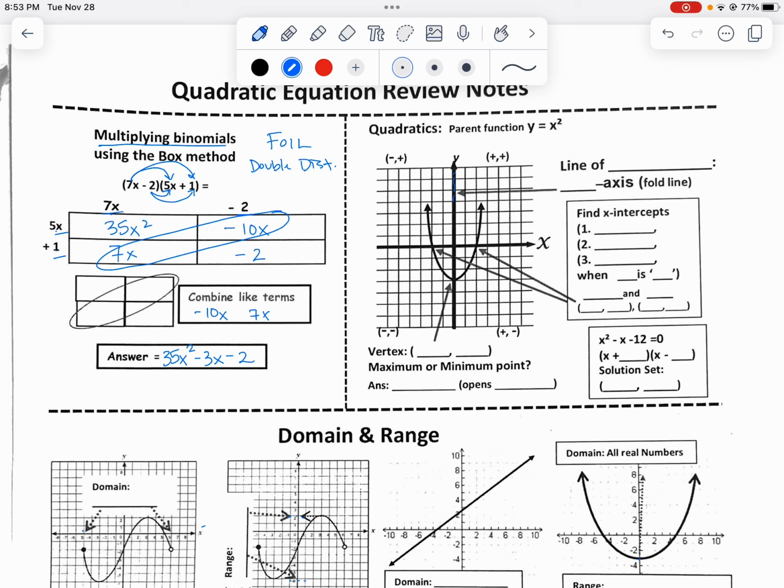All right, when we talk about quadratics in terms of a graph, we're talking about some key features. One of the things is the axis of symmetry, the line that cuts it in half. So the line of symmetry is, in this case, the y-axis. It's the line that you fold the function over.